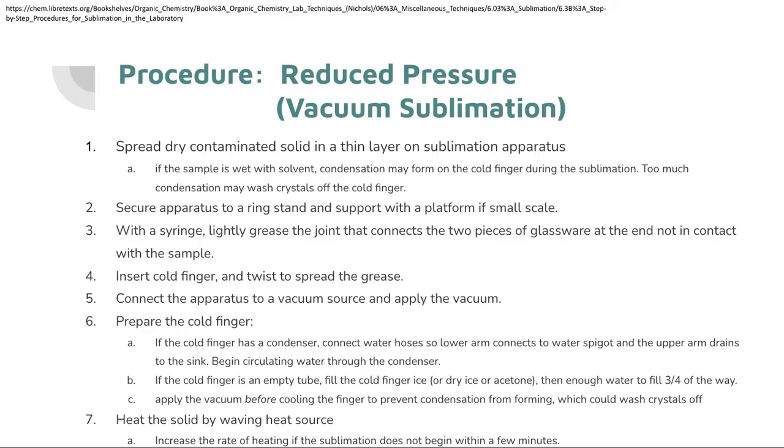If the cold finger is an empty tube, fill the cold finger to the brim with ice, then pour in enough water to fill the finger about 3/4 of the way. The cold finger could also be filled with dry ice and acetone. Be sure to apply the vacuum before cooling the finger to prevent water condensation from forming, which again could wash crystals off.